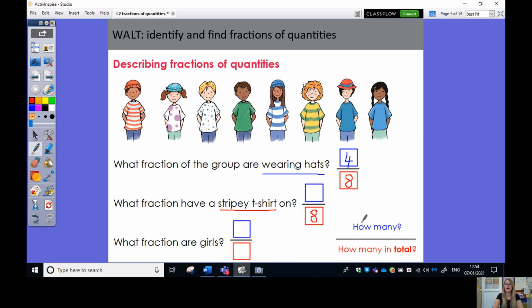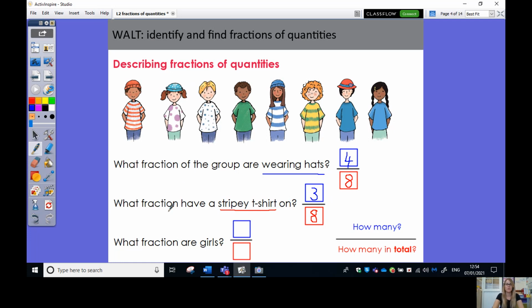Now, my top number is how many parts I'm referring to. So this time it's stripy t-shirt. So if you can look at the screen and count how many children are wearing a stripy t-shirt for me. So my numerator should be, hopefully you've got 3. I have 1, 2, 3 children with a stripy t-shirt. So 3/8 of the children have a stripy t-shirt on.